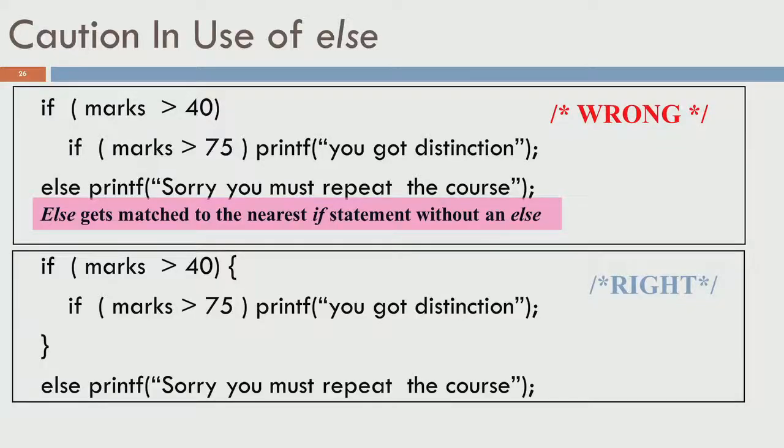You should be a bit cautious about the use of the else clause. So, let us say I did this: if marks is greater than 40 and within that if true condition I have if marks is greater than 75, printf you got distinction, else printf sorry you repeat the course. Let us say this is what we have. What we really want to do is if somebody got less than 40, we want to tell them that they have to repeat the course, but let us see what happens here.